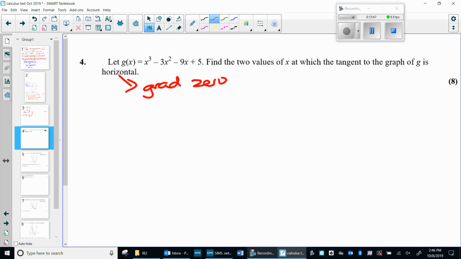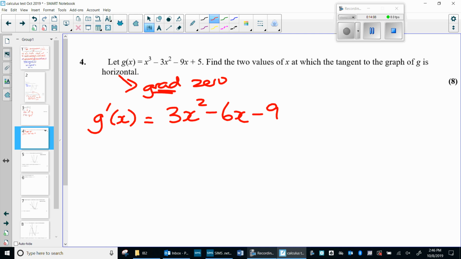What do we know? What do we have to do? We need to find something to tell us about the gradient. What do we do to find something about the gradient? We differentiate it. And then equals. So we find g dash x, and we get what? 3x squared minus 6x minus 9.